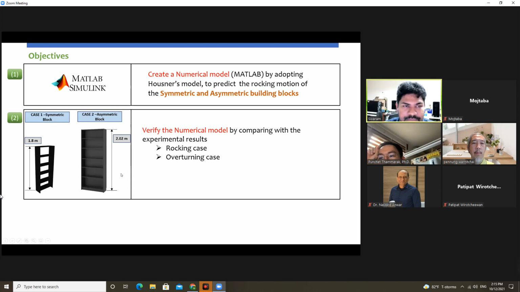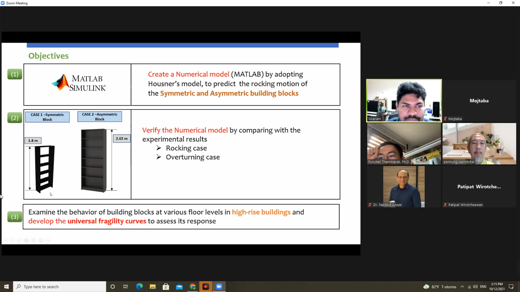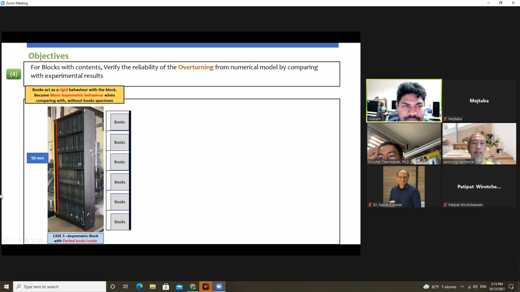In our case, we choose two blocks. One is the symmetrical block, the other one is the asymmetric block. Our derived asymmetric block model will work well for the symmetrical case as well. Firstly, we have to create a numerical model for the asymmetric block. Then we have to verify the numerical model with experimental results from a shake table. The third one is to examine the behavior of building blocks at various floor levels. In the fourth one, we consider the content inside the block.